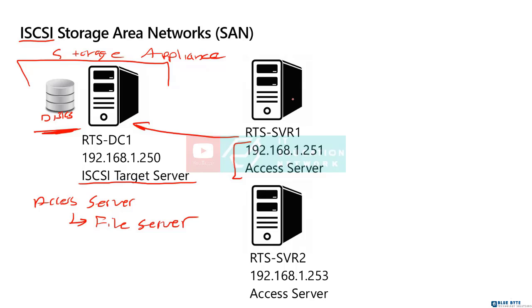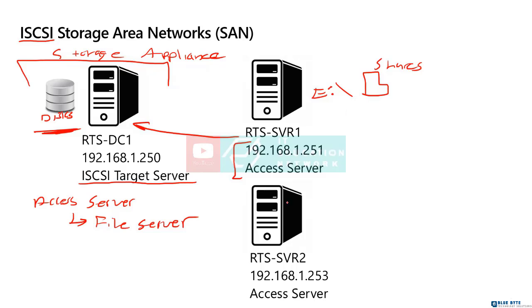So when I open computer management and look in disk management, I'm going to see the drive show up here. So I'm going to have an E drive show up on RTS serve 1. That E drive really is a connection through the network back to this centralized storage. But now this can function as a file server. So I can go create shares here, store all my data. It looks like it's stored on RTS serve 1, but it really goes to this massive storage appliance on the back end.